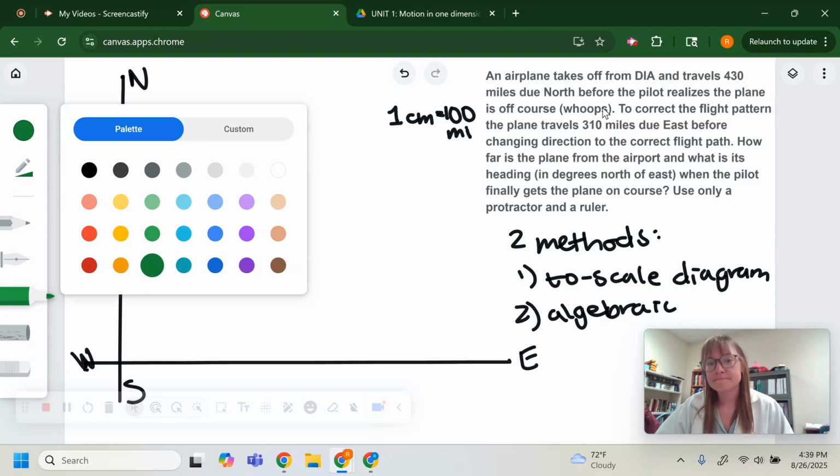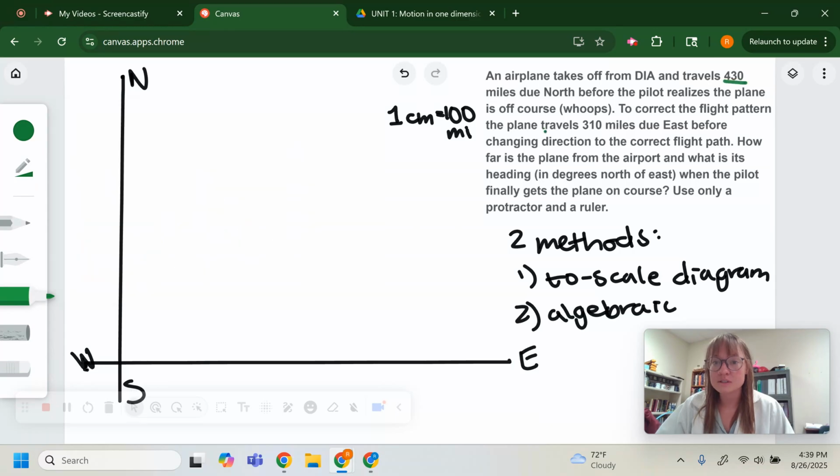Check it out. We have an airplane that takes off from DIA and it travels 430 miles north. That's my first vector. It travels 430 miles north. That's the very first displacement. To draw our vectors, I always draw my vectors exactly the way that the actual thing went. So it started at DIA and went 430 miles north.